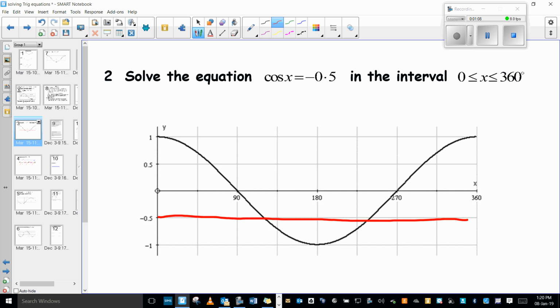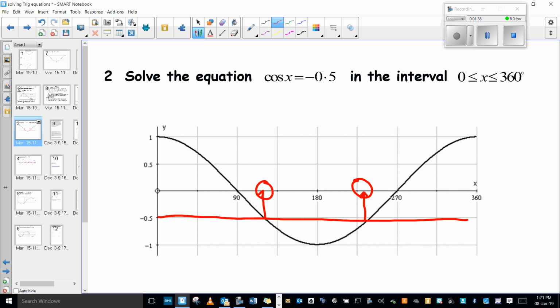What are we actually trying to find now? We're trying to find this number here and this number here. So we're trying to find these two missing values. That's the aim of the game. In other words, which value would I stick into here? When I press cos of that number, does it give me an answer of negative 0.5?